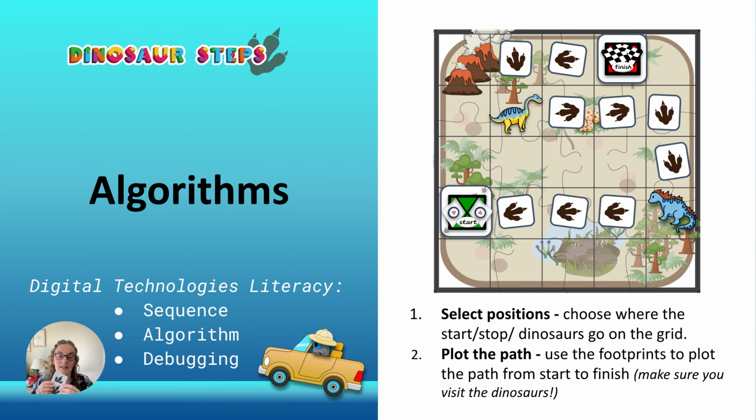The footprint cards help to plot the path from start to finish, and you need to visit the dinosaurs on the way. So you can see my example, I have plotted a path. Now you'll also notice I didn't put a footprint on top of my dinosaur. You can if it helps and supports learning. However, when I worked with students in the classroom, many of them said to me they didn't want to do that because they didn't want to stand on the dinosaur. And that's fine, as long as they don't forget that square when they're writing the algorithm.